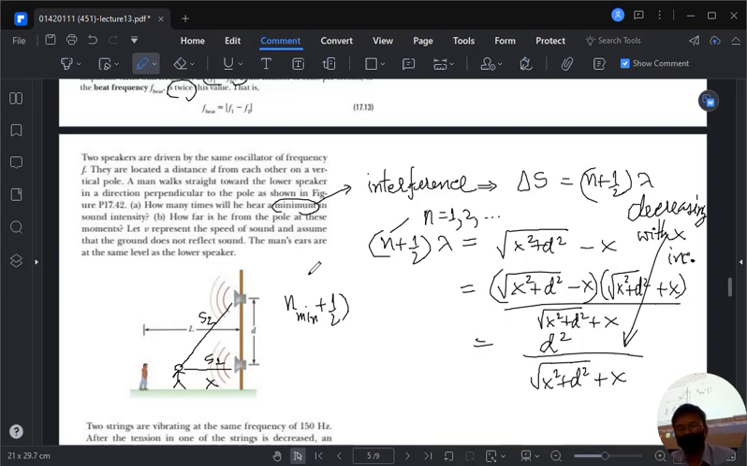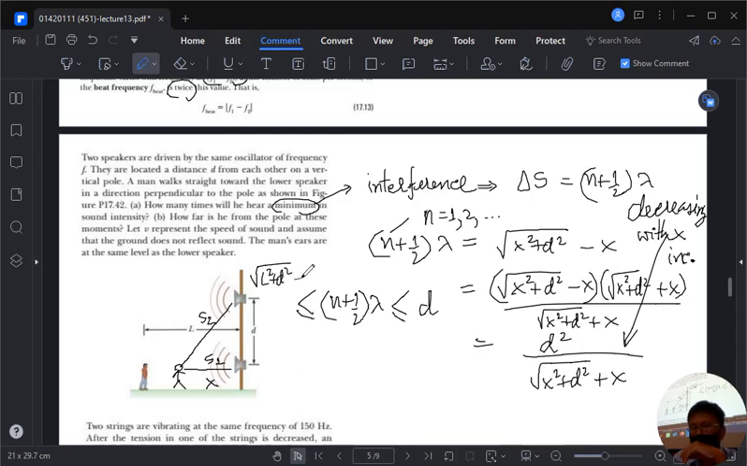Well, I don't need that, sorry. I changed my mind. So it's n plus 1/2 lambda. This is decreasing with x, so the maximum is with 0 x, d is greater than or equal to l when x is l. You have to count how many n's there can be. You need to know some numerical values, but that's okay.